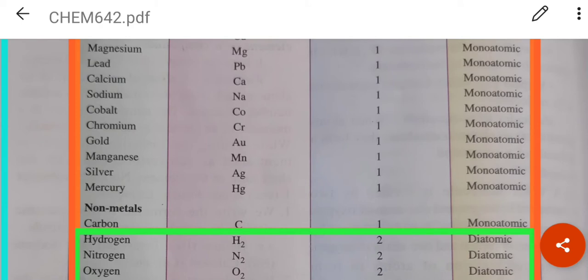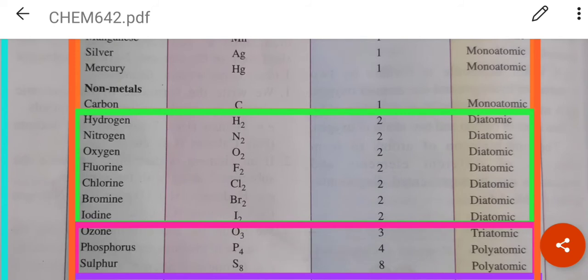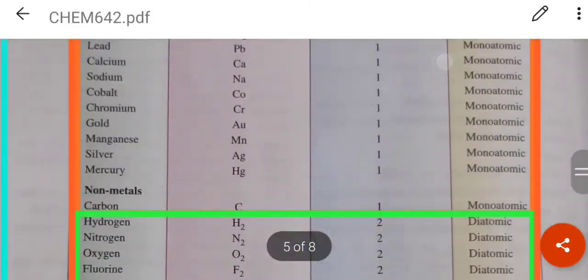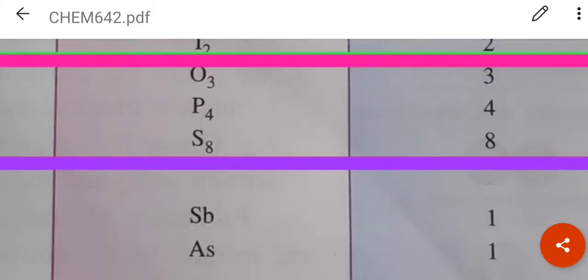And carbon is a non-metal which is also monoatomic. Its symbol is C. Then you see the examples of diatomic molecules: hydrogen H2, nitrogen N2, oxygen O2, fluorine F2, chlorine Cl2, bromine Br2, iodine I2. Then you see the examples of other elements. So you can see in the table that ozone is O3, phosphorus P4, sulfur S8.